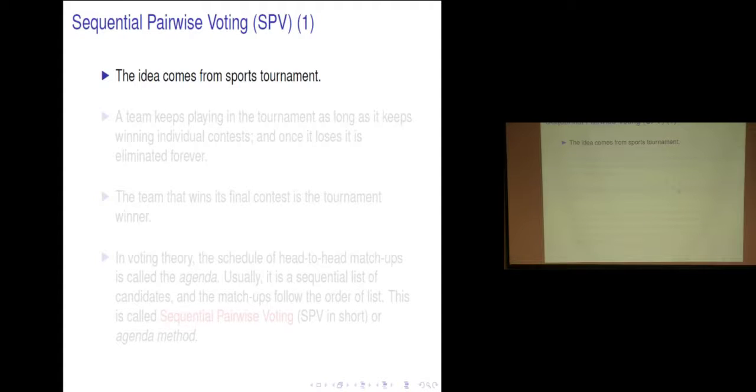So that's the Borda count and some problems, and we introduced IIA. Now we introduce another one. We just see some examples, and then we study what is good about this and what is bad about this. Here's the second one we are introducing today. It's called sequential pairwise voting. Again, too long, so let's call it SPV.